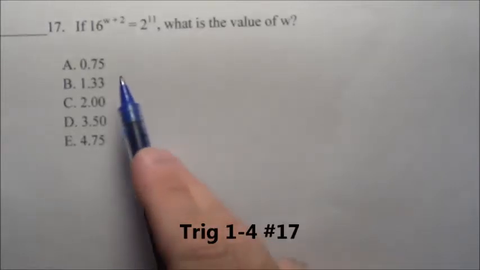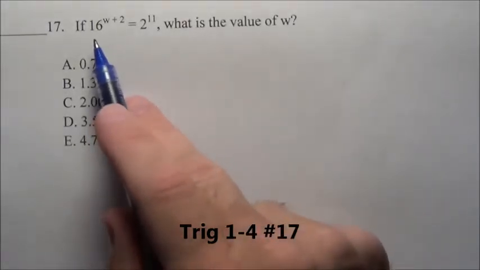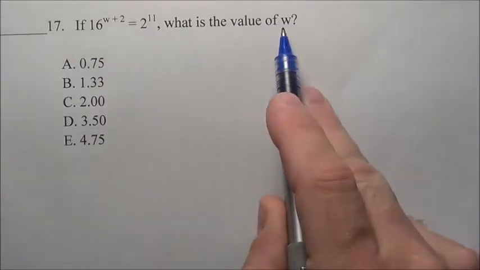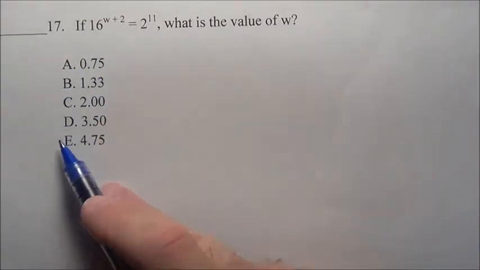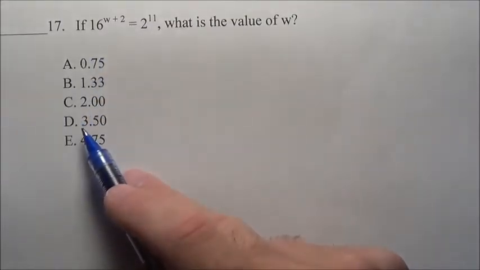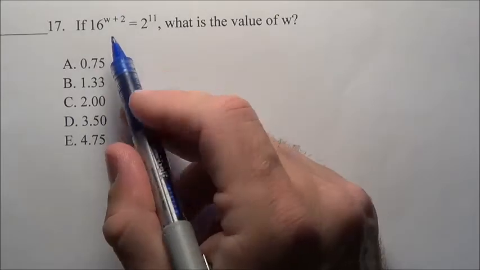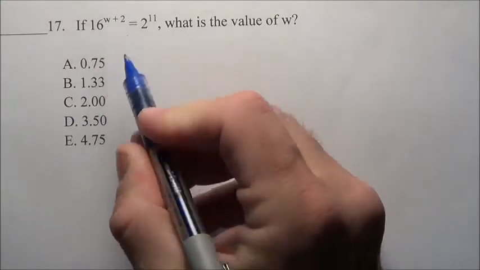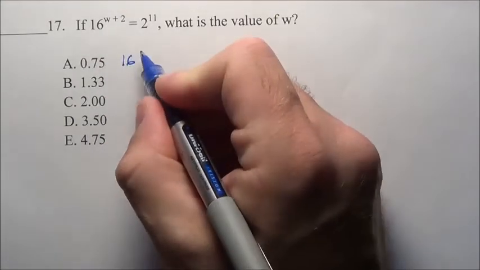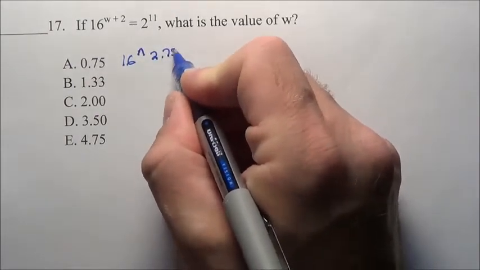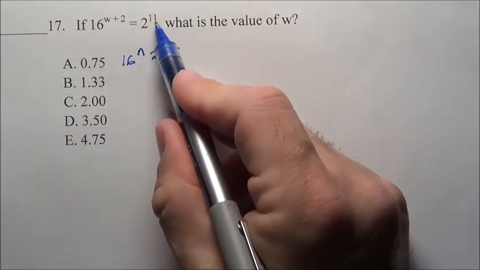Here's problem 17, a little tricky. It says if 16 to the w plus 2 power is equal to 2 to the 11th, what is the value of w? Now, since this SAT question was multiple choice, the quickest, easiest way, since we're not really sure what to do, is plug 0.75 in and check. Does 16 raised to, on your calculator, the 2.75 power equal what 2 to the 11th is?